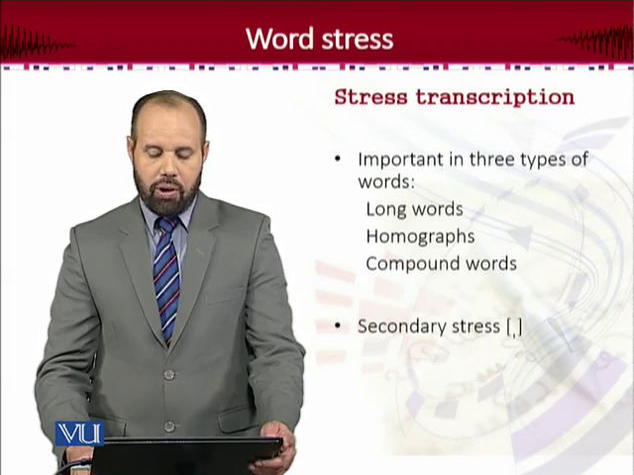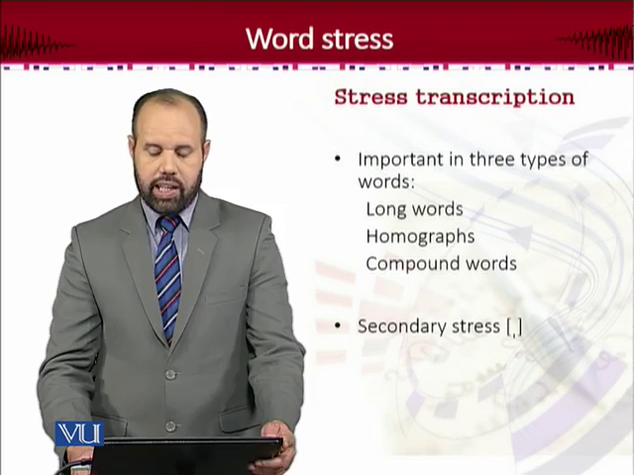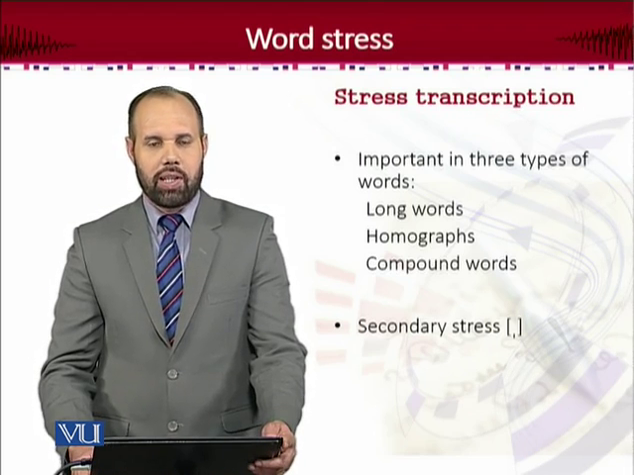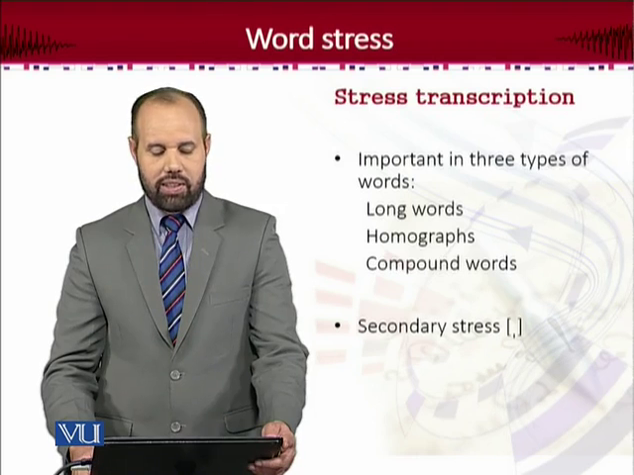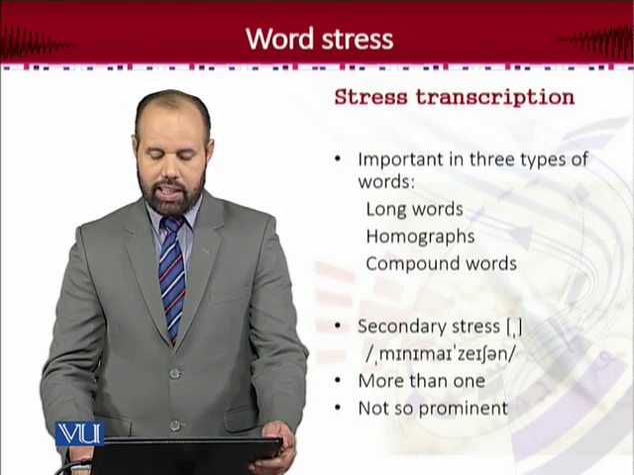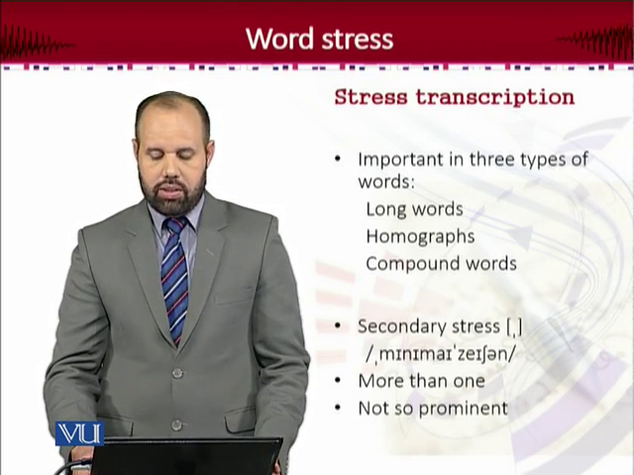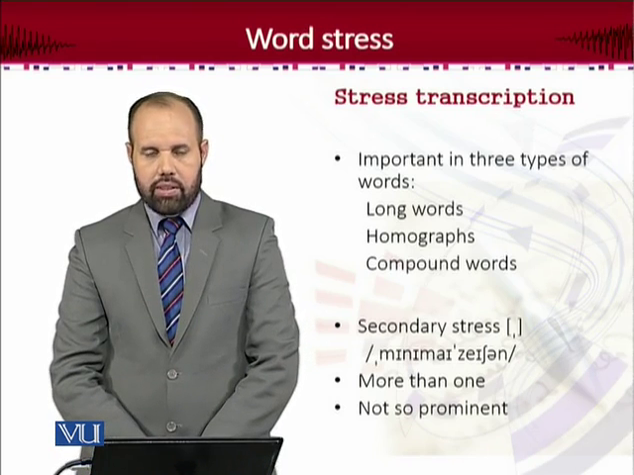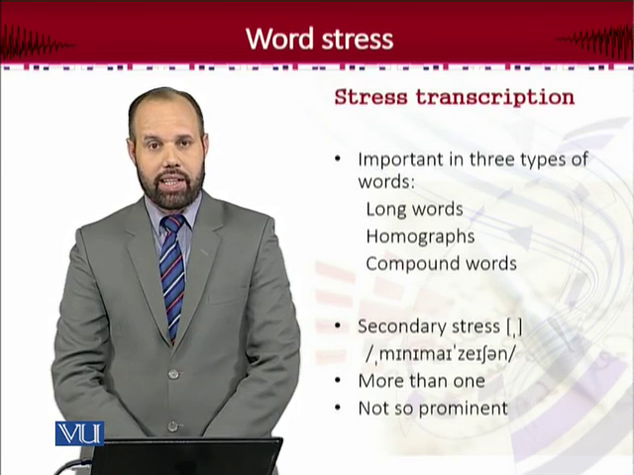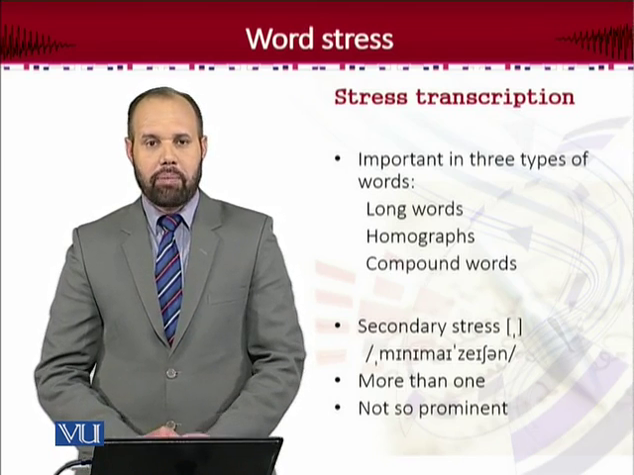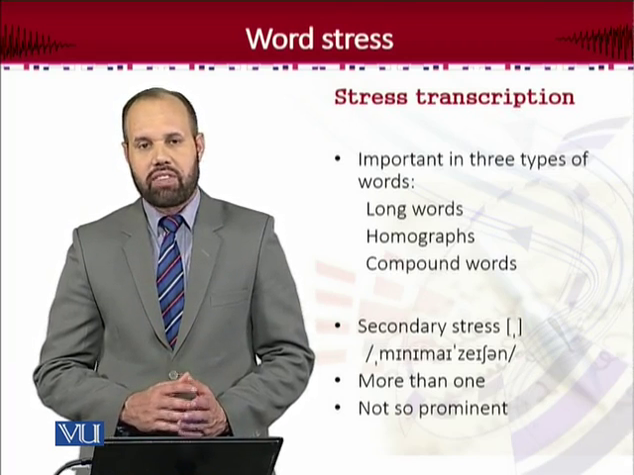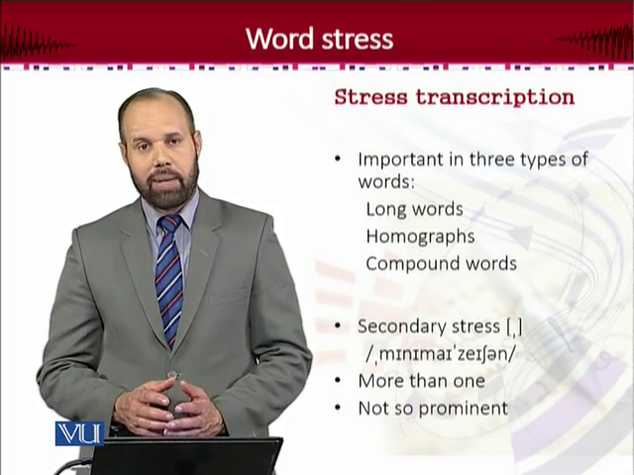And then there is one more type of stress, which is called secondary stress. It's the same small vertical line, but for secondary stress, it is put below the start of the syllable. Like in this word, minimization. The second last syllable is stressed primarily. That's the primary stress. And primary stress is an important point, because through primary stress, the meanings are differentiated. Meanings are actually determined by the placement of primary stress.